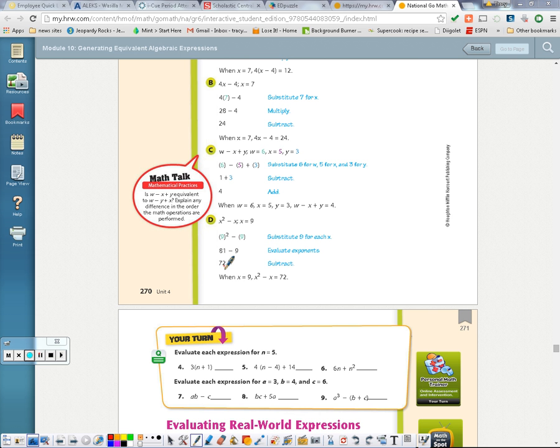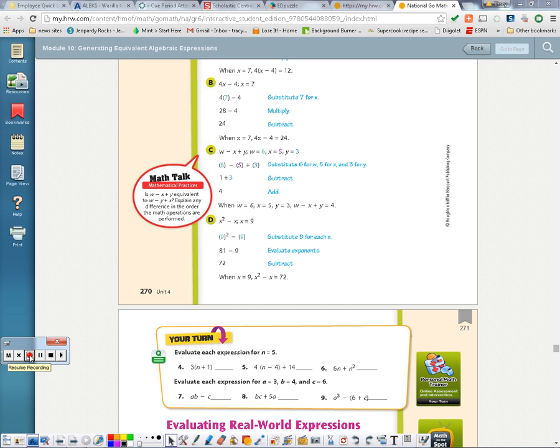Any questions? It's all about plugging in the right number for the right variable, and then doing whatever operation it says. So there's 1, 2, 3, 4, 5, 6 examples for you guys to work on. Go ahead and work on those real quick.